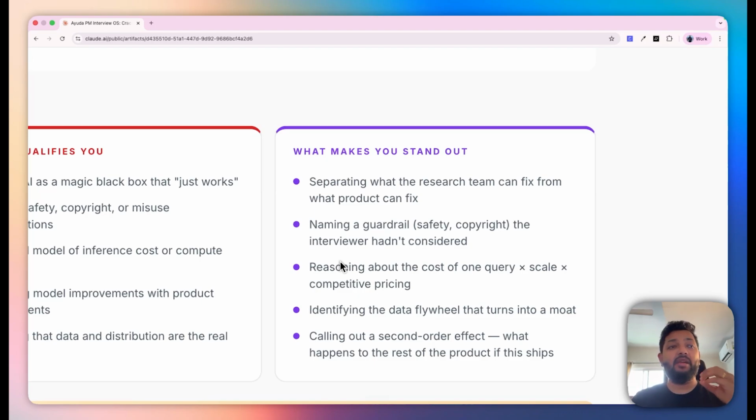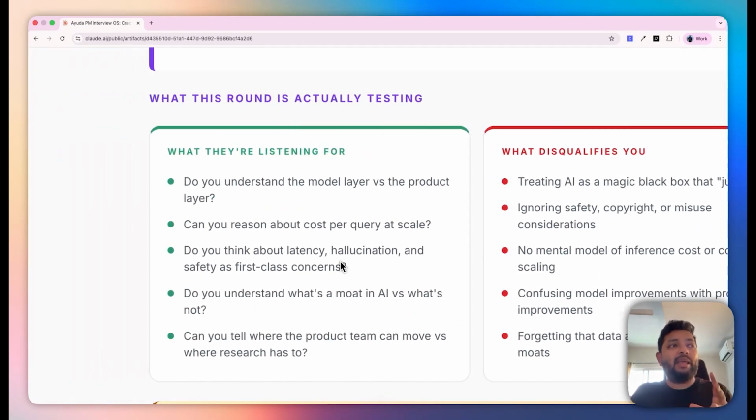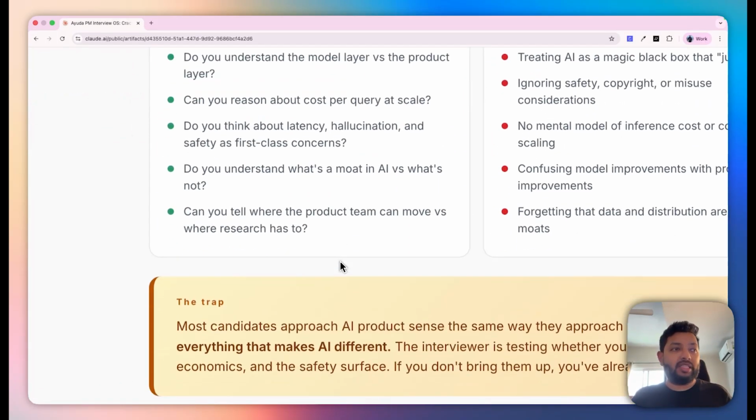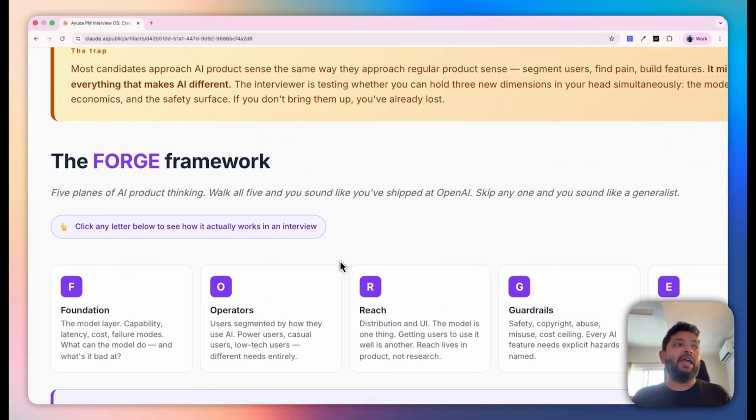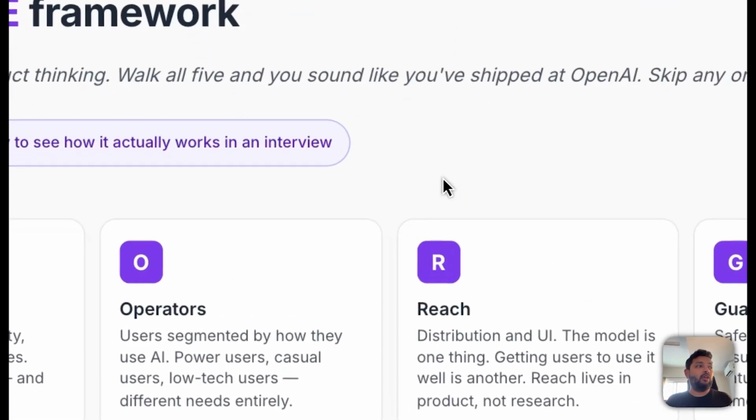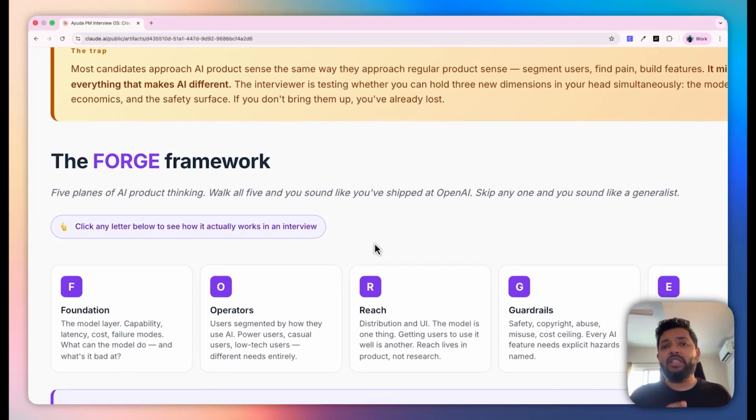Talking effectively about the cost, understanding how data will come in through an LLM and how you can convert it to your benefit. And of course, calling out second order effects, right? Saying that, hey, because we ship this or because we build this, what further happens inside our product, right? Those are a few ways to stand out. We'll take it step by step. We'll first focus on what they're looking for, and we'll do that by our simple framework called the Forge. Now, what is the Forge? Forge stands for Foundation, Operators, Research, Guardrails, and Edge, as I said.